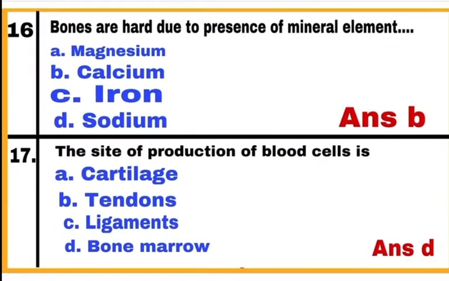Question 16. Bones are hard due to presence of mineral element. Option B. Calcium is present in the bones which makes the bones hard. Question 17. The site of production of blood cells is option D. Bone marrow. The bone marrow in some bones is the site of production of blood cells.